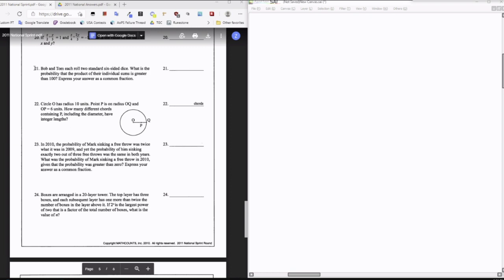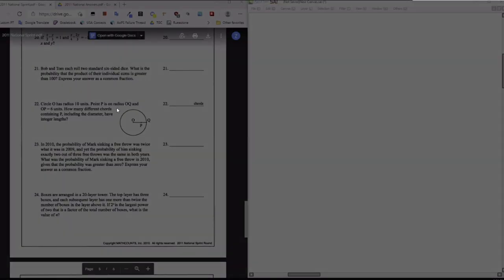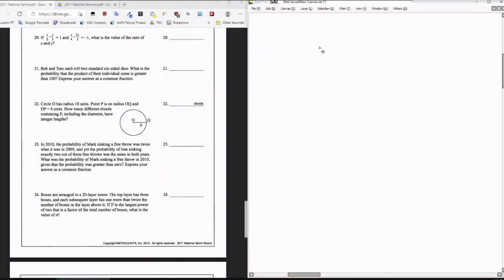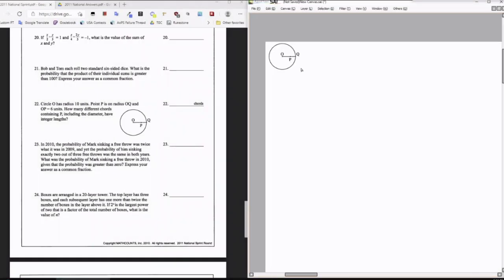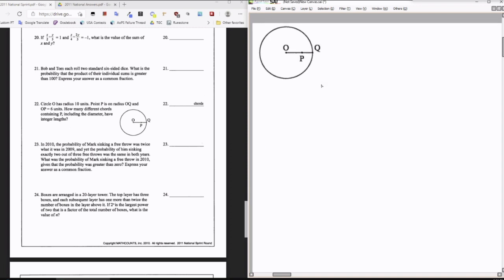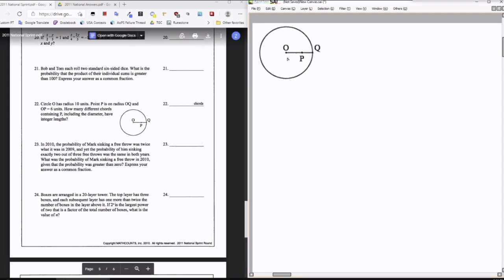Okay, so let's copy this graph. We have here, it says circle has radius 10, so OQ is 10. Point P is on radius OQ, and OP equals 6, so this is 4. And if we extend, this is 10. So that's 6. This is 16. How many different chords containing P, including diameter, have integer length?